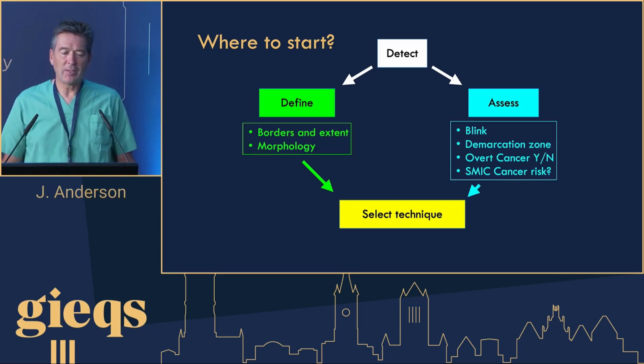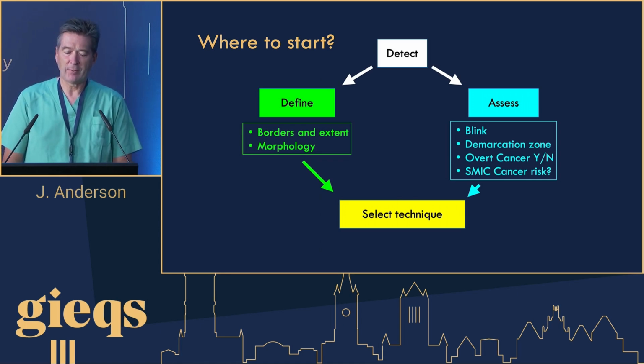And then you have these 2 things. So as I say, define the borders and the morphology. And as we discussed this morning, you do a blink. Is the cancer there or not? Is the demarcation zone? So that's overt cancer. And then calculate the submucosal and invasive cancer.